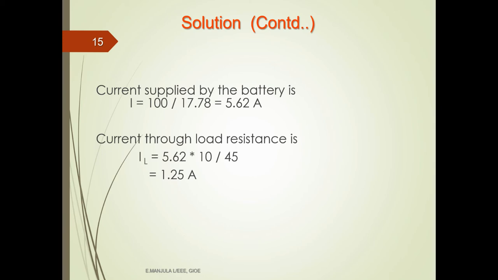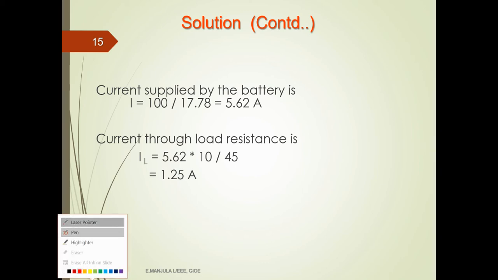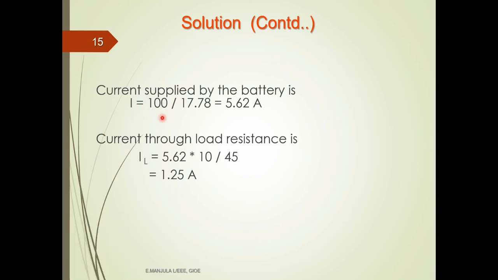Now we have to find the current. The current is supplied by the battery. I is equal to voltage divided by the total resistance, which is 100 divided by 17.778, that is 5.62 amps. But what we need is the load current IL, not the total current. We need the current flowing through the load, so we apply the current division method.